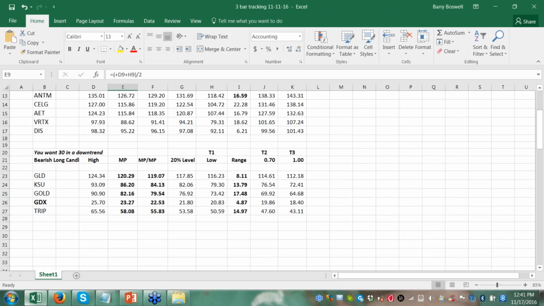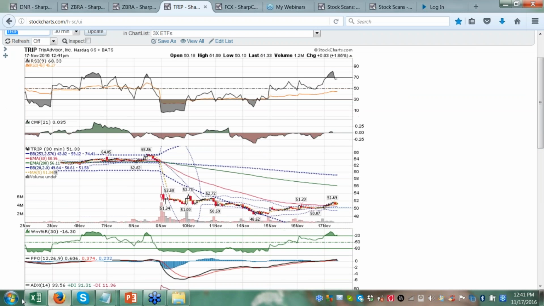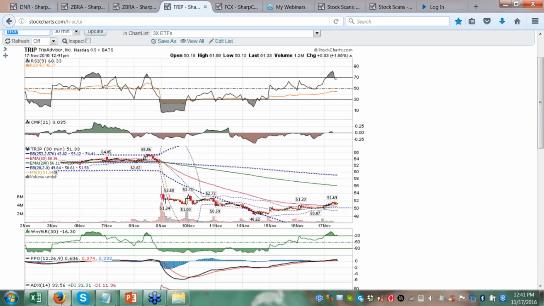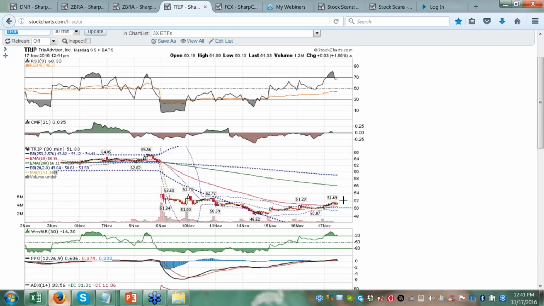Let me see if any of the bearish ones. We had Trip. Okay, now Trip, midpoint's about 58. Oh boy. So that's, can that be right? Oh, I guess it is. 65 was the high. 20% level is about 53, 54. So it would be somewhere in this area where you'd be looking for a short. It's still a little bit below it. But what's nice about it now is it's overbought. If this thing punches up, that's probably a good little trade.